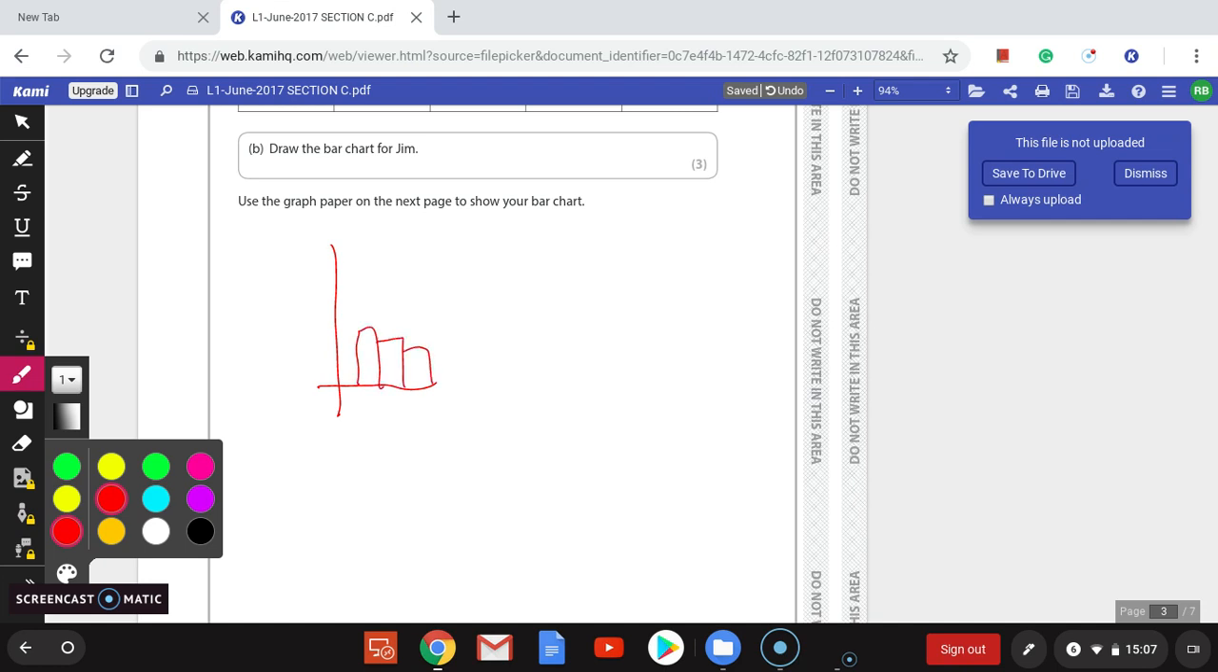There's no gaps between those bars. It's therefore a histogram. Do not draw one of these. Okay, now we need to think about the two axes on a bar chart, the vertical and the horizontal.